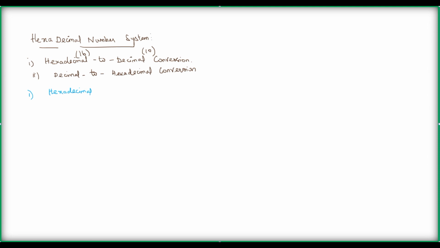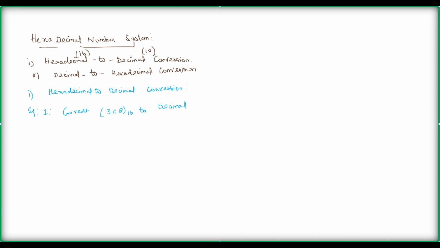hexadecimal to decimal conversion. So first problem, example 1. As in the previous classes, where we discussed how to convert from binary to decimal and octal to decimal, the same procedure we have to follow in these cases, hexadecimal to decimal. Convert hexadecimal 3C8, base 16, to decimal.